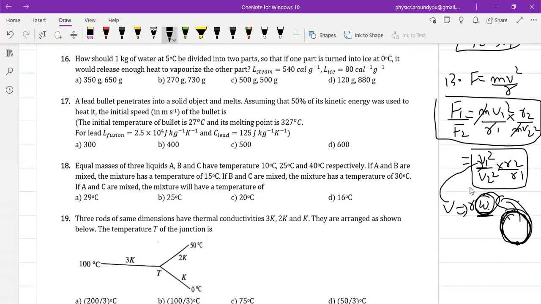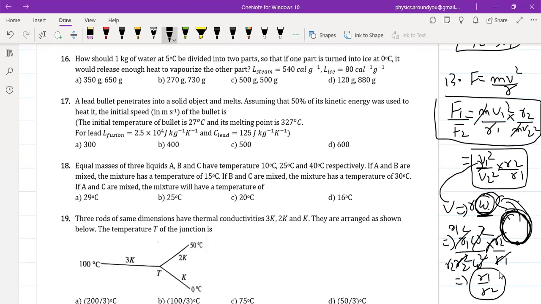I put V equal to R omega here. So V1 equal to R1 omega and V2 equal to R2 omega, and then into R2 by R1, omega square is gone. So R1 goes with R1 over here, R2 goes with R2 over there, and it is R1 by R2. So the ratio of centripetal forces is R1 by R2.